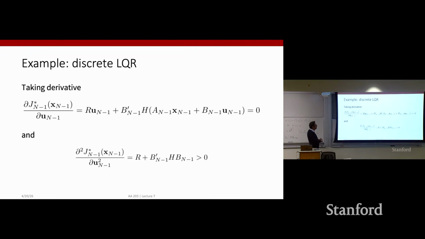And then that's a necessary condition for optimality. You get to the second order derivative to find the sufficient one. So taking another round of derivatives with respect to u, the derivative of this term with respect to u is R. The derivative of all this term with respect to u is b transpose H b. And this stuff is positive definite because we assume that R is positive definite.